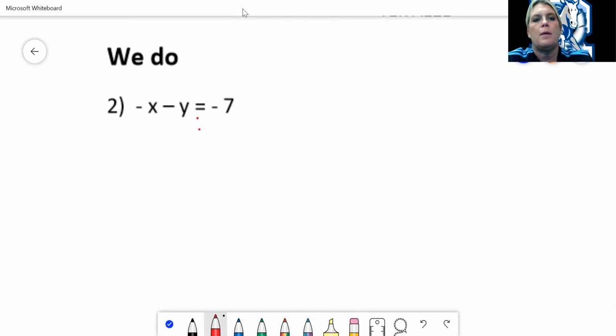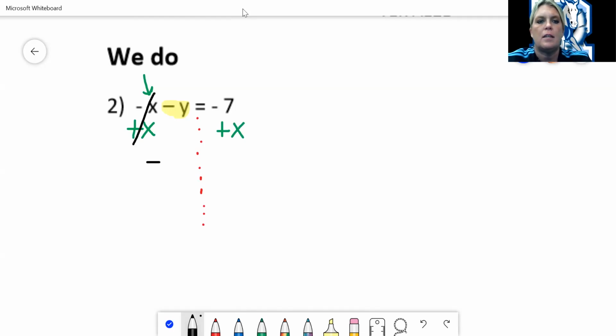Again, I want to get y by itself. Well, what's on the same side with the y? That's the minus x. So to do the inverse, to do the opposite, I'm going to add x. And what I do to one side, I have to do to the other. These cancel. I get negative y equals x minus 7.